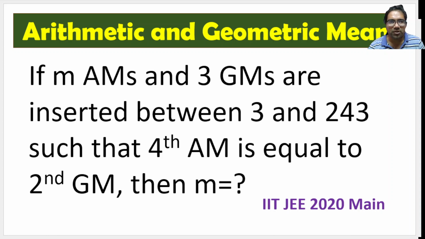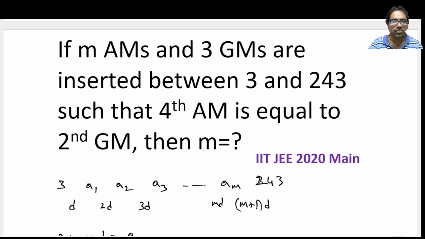Hi friends, in this problem, m arithmetic means and 3 geometric means are inserted between 3 and 243, such that the fourth arithmetic mean is equal to the second geometric mean. Then what is this m? Right, very simple problem.